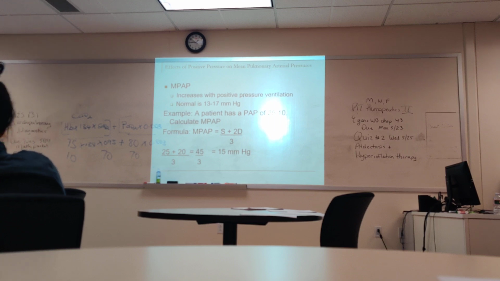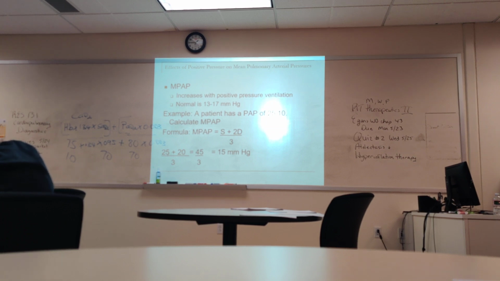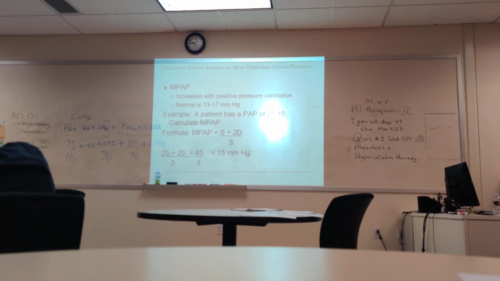All right, so now let's look at the mean. This one here is mean pulmonary arterial pressure. Taking a mean, taking an average. Positive pressure ventilation will increase the mean pulmonary arterial pressure, because positive pressure ventilation increases the PAP pressure. If the PAP pressure goes up, the mean goes up. If the PAP pressure goes down, the mean goes down. That's the pressure inside the lungs, because we're compressing the pulmonary artery.